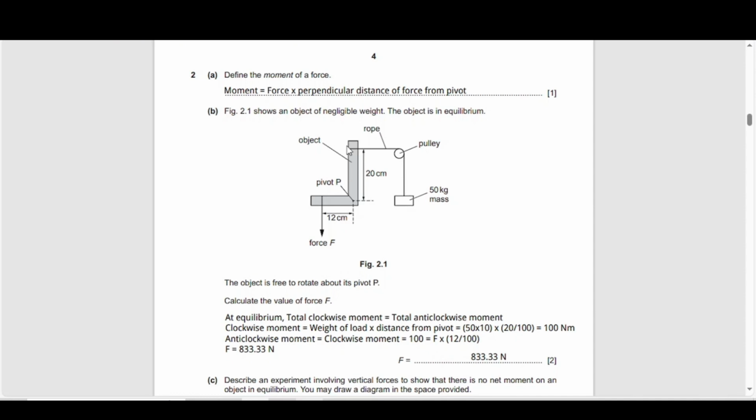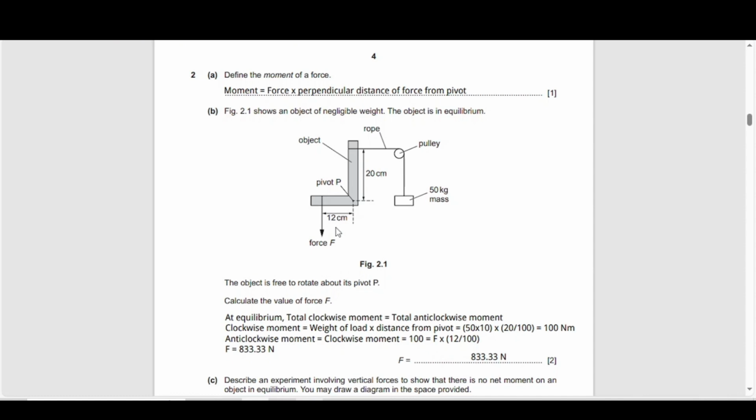But if you look at the way the pulley system is aligned, the pulley system is sort of pulling this way, and if I extended that dotted line and went all the way here, that angle there is 90 degrees. So this 20 centimeter is the perpendicular distance from which the moment due to this weight of 50 kilograms acts, right? And that has to be equal to the moment that is caused by force F, which is acting 12 centimeters away. Obviously, be careful to always use SI units.